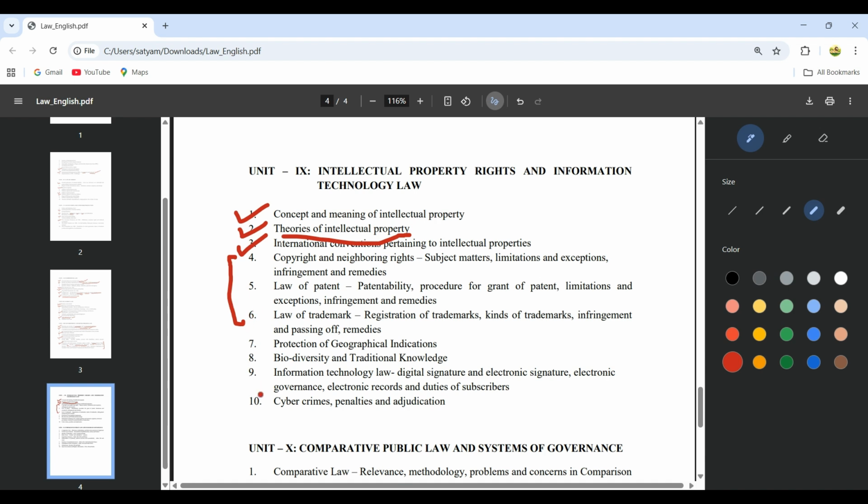Apart from these topics, cyber crimes, penalties and adjudication, and IT law. Under IT law, digital signature, electronic signature, and sections relating to these particular topics are very important.